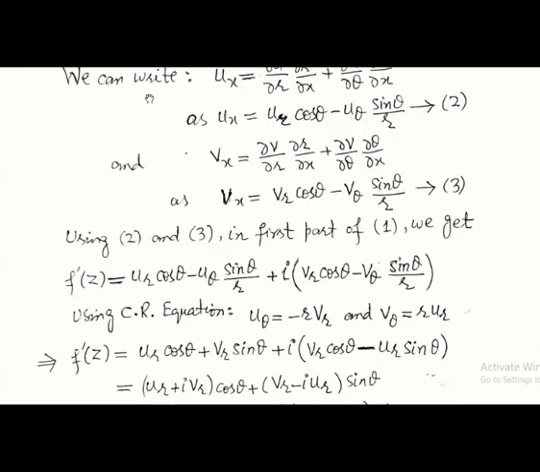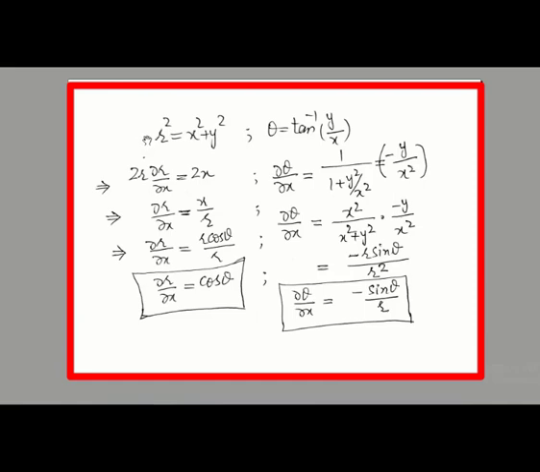For this, we can write partial u by partial x, or ux, as partial u by partial r into partial r by partial x plus partial u by partial theta into partial theta by partial x, so ux is equal to ur cos theta minus u theta sin theta over r. Partial r by partial x and partial theta by partial x are explained in this slide. We know that r square is equal to x square plus y square and theta equals tan inverse of y over x.